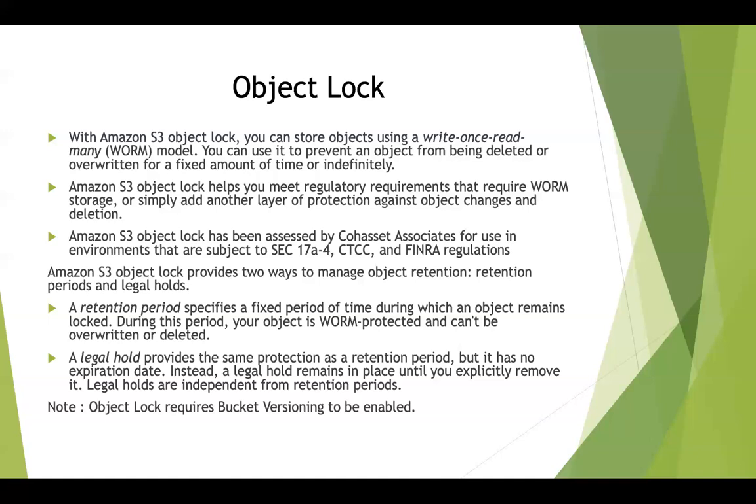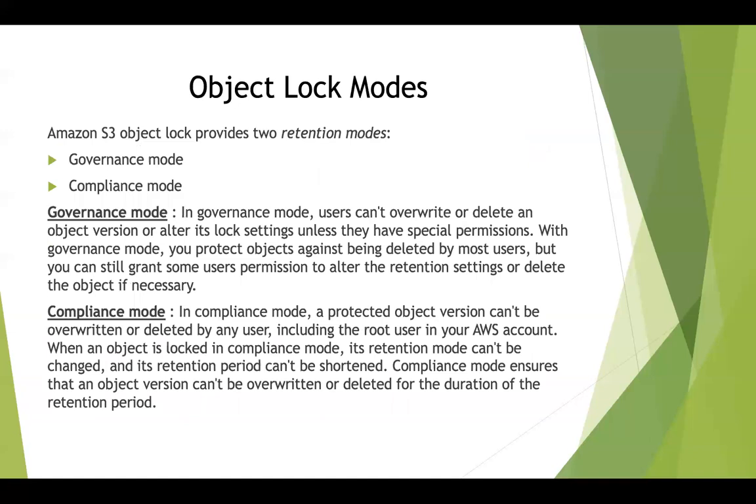One note to understand is that before you enable Object Lock, you need to have bucket versioning enabled on that particular bucket. There are two types of retention modes: the governance mode and the compliance mode. In governance mode, users cannot overwrite or delete any of the object versions or alter its lock settings unless they have special permissions. With governance mode, you can protect your objects against deletion by most users, but you can still grant some users permission to alter the retention settings or even delete the object if necessary. This is called the governance mode.